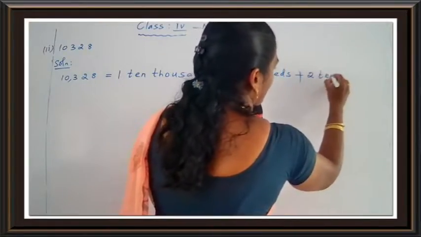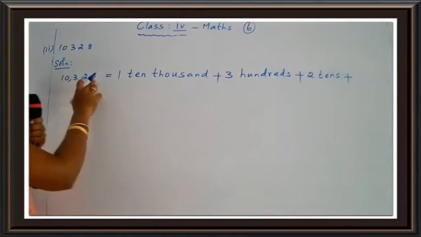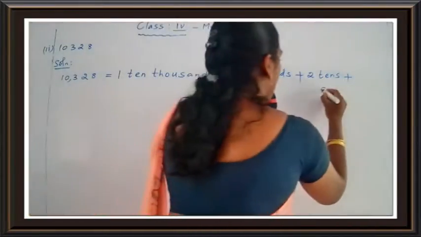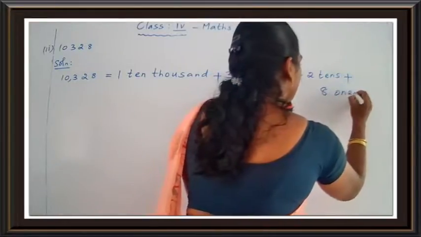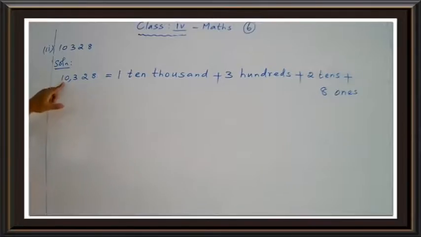Plus, next, the digit is 8. The place value of 8 is 8 ones. Okay, so your expanded form is 1 10,000 plus 0 plus, say, children, 1 10,000 plus 0 plus 300s plus 2 tens plus 8 ones. Okay, this is the first way.